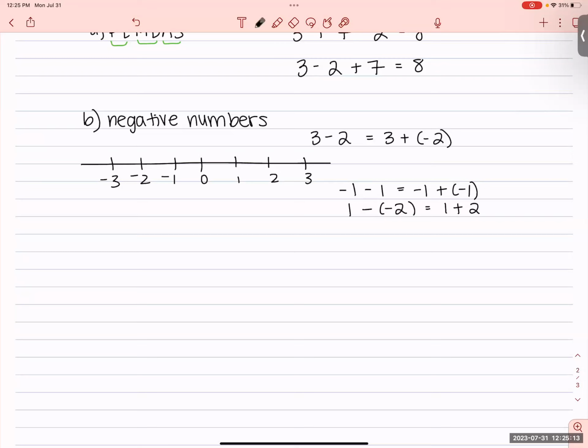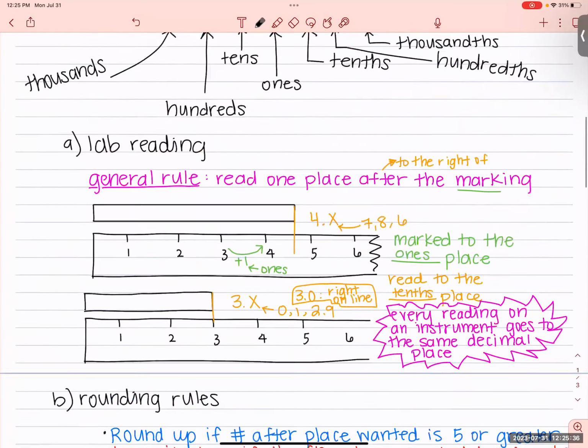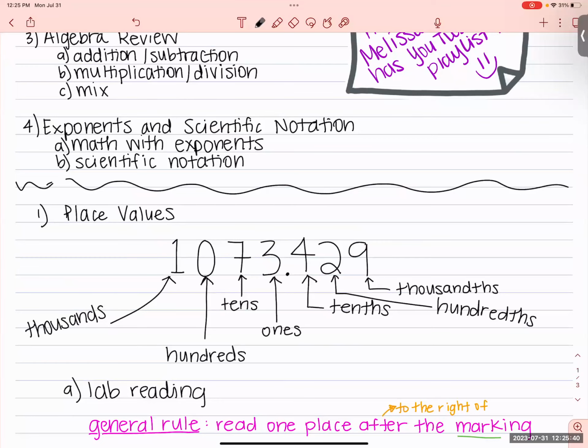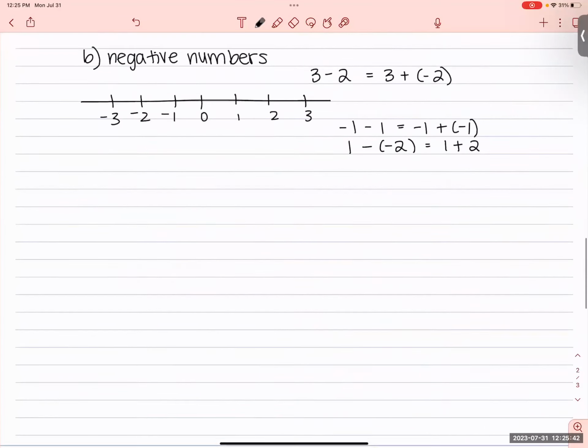There are other things about negative numbers, but I think this is the most important thing, and I'm just trying to give you the most important information here. So if you run into other math basics that you feel like, whoa, I totally forgot that, again, hit up Melissa Maribel's videos. Everything is chemistry oriented with her, or you can come and see me in class or in office hours. Okay, a quick algebra review is next.